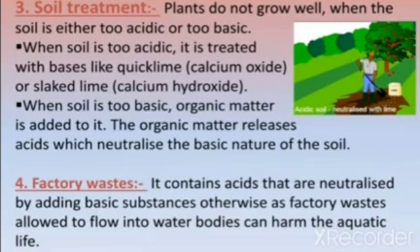Is it okay? Next is factory waste. Some factory waste contains harmful acids. If these wastes are allowed to flow directly into rivers or lakes, what will happen? The acids present in them may harm the aquatic plants and animals. So to avoid this, factory wastes are usually treated with a base.